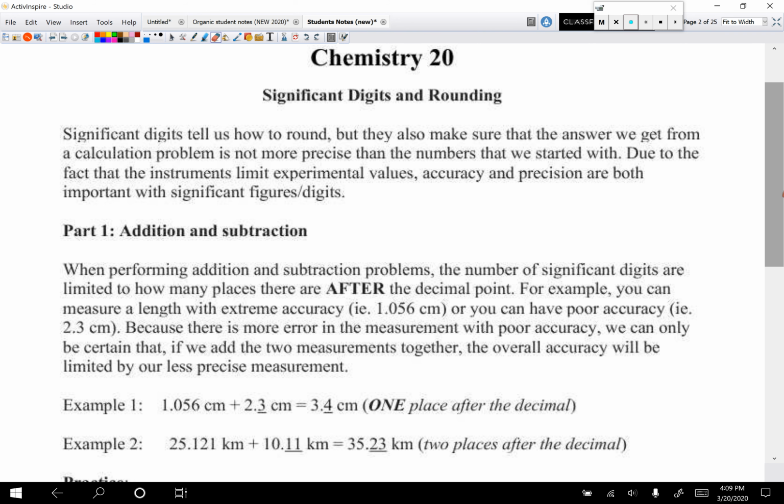So our first topic is that we're going to reintroduce you to significant digits and rounding. In the rest of chemistry, we're going to be doing a lot of calculations. There's still going to be theory, but there's going to be a lot of calculations. So we need to make sure that when we're expressing our answers, we pay attention to the number of significant digits and rounding. Significant digits tell us how to round, and that's all they are. But also make sure that our answer from a calculation is not more precise than the numbers we started with, because every single time we measure something, it's limited to the accuracy of our tools.